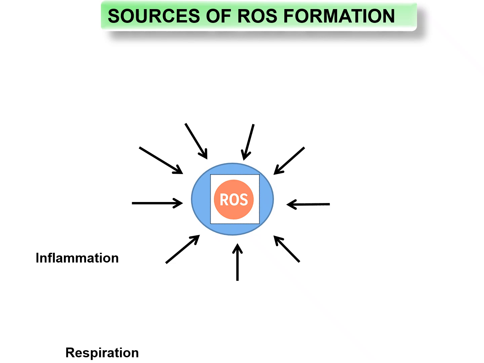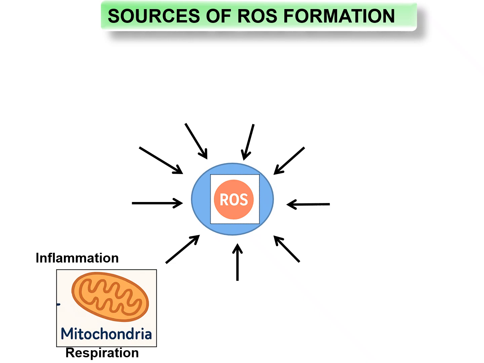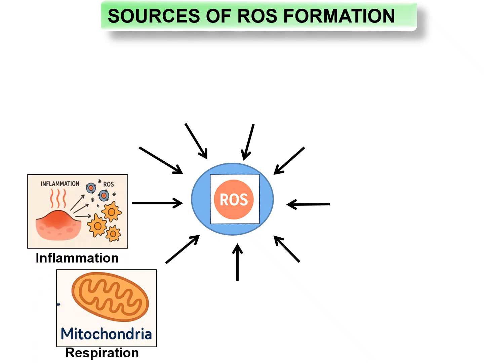What are the various sources of reactive oxygen species formation? First and most important is mitochondrial respiration. In the process of oxidative phosphorylation, which occurs in the inner mitochondrial membrane, numerous free radicals are formed as intermediates. The second important mechanism is inflammation. In phagosomes and phagolysosomes, to kill microbes, numerous ROS are formed. NADPH oxidase helps in the conversion of oxygen into superoxide anion.